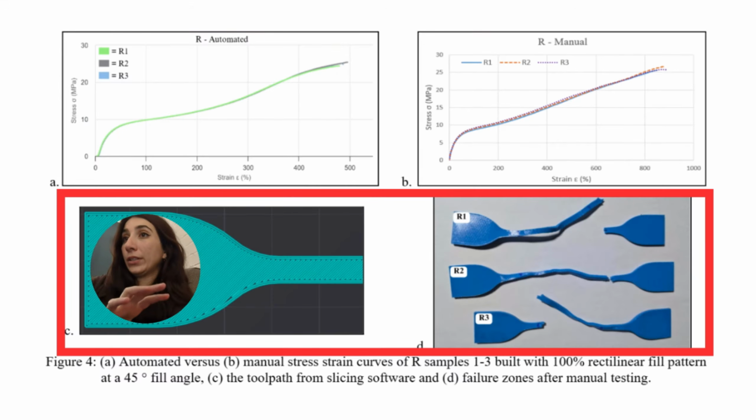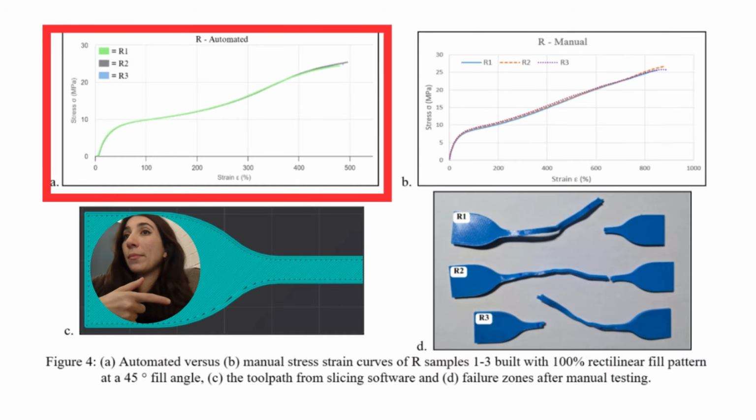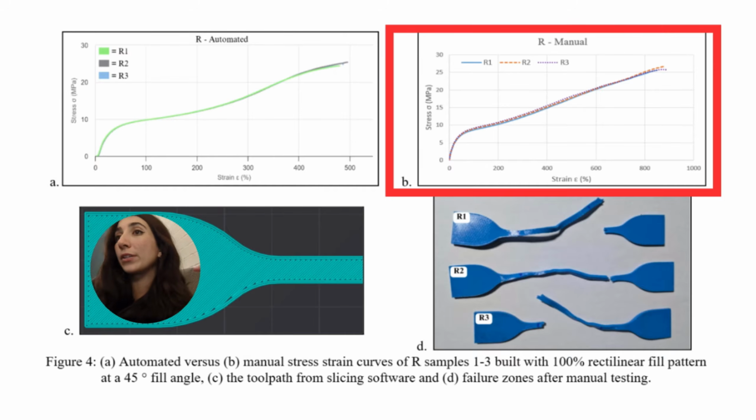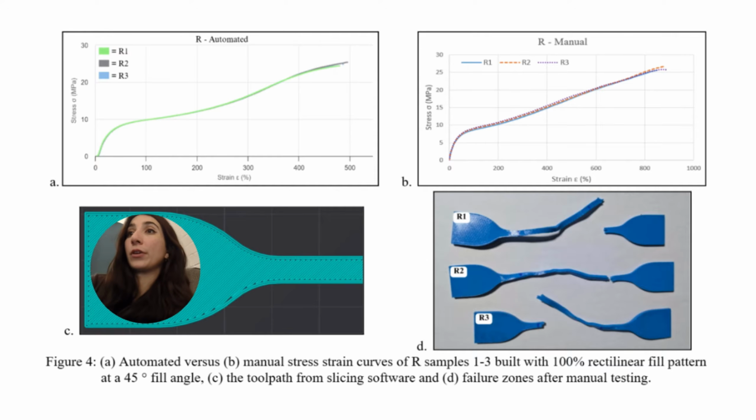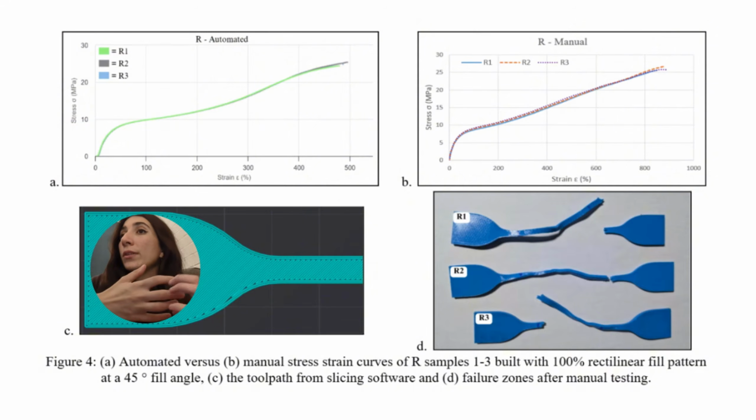So here are the rectilinear samples, and for the most part, the figure 4a picture and figure 4b picture have similar shapes in the curve, but when you take a little bit of a closer look, there are key differences. 4a is the stress strain curves of 3 of the rectilinear tensile samples tested on the automated approach. Notice how the curves end right before the 500% strain mark.